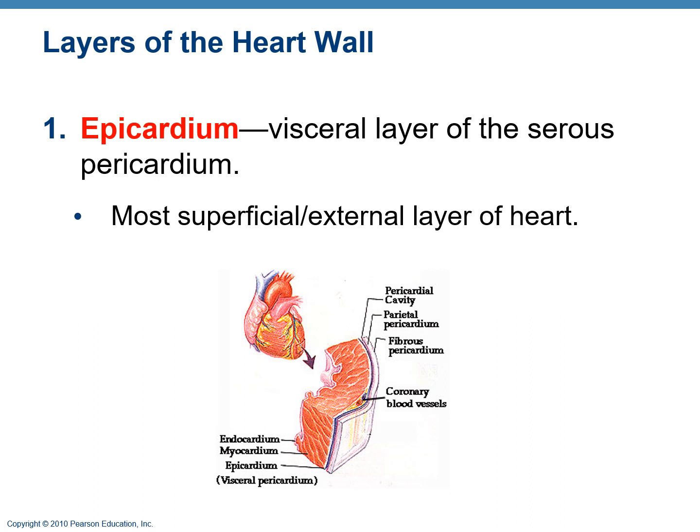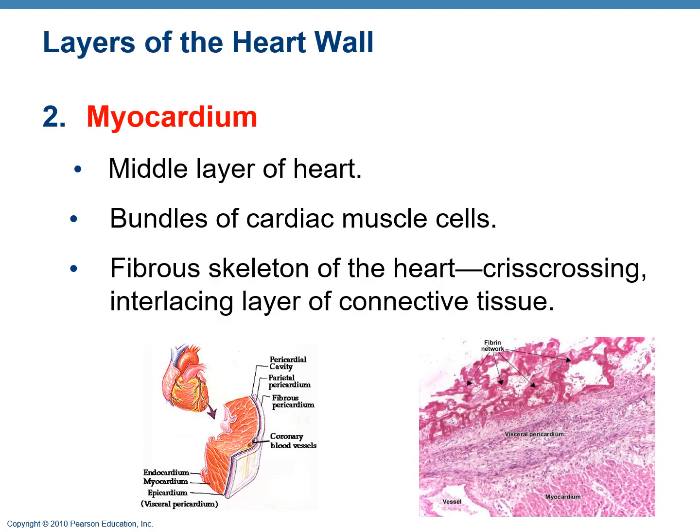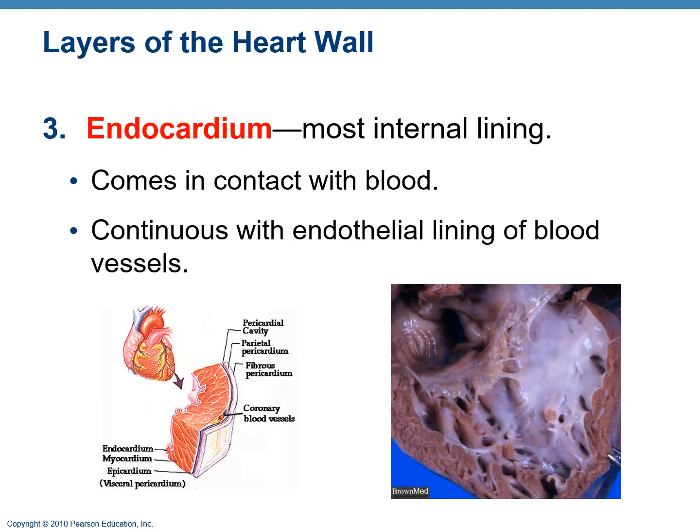If we look at the layers of the heart wall, we have the outermost layer known as the epicardium. This is the visceral layer of the serous pericardium, right? One and the same. That visceral layer is also known as the epicardium, and it's the most superficial or external layer of the heart. The myocardium makes up the bulk of the heart. It's the muscular layer, and it's comprised of bundles of cardiac muscle cells, and it also contains the fibrous skeleton of the heart. So it's that interlacing, irregular connective tissue that gives the heart the ability to stay together despite having to beat constantly throughout our life. And then most internal is the endocardium, which is the layer of the heart that comes in contact with the blood and actually continues on to become the endothelial lining of the blood vessels.